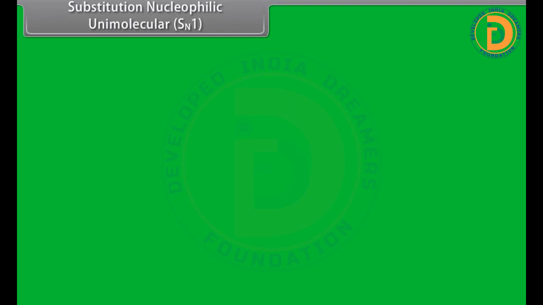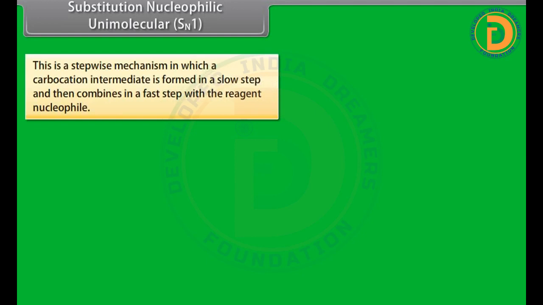Substitution nucleophilic unimolecular, SN1. This is a stepwise mechanism in which a carbocation intermediate is formed in a slow step and then combines in a fast step with the reagent nucleophile.